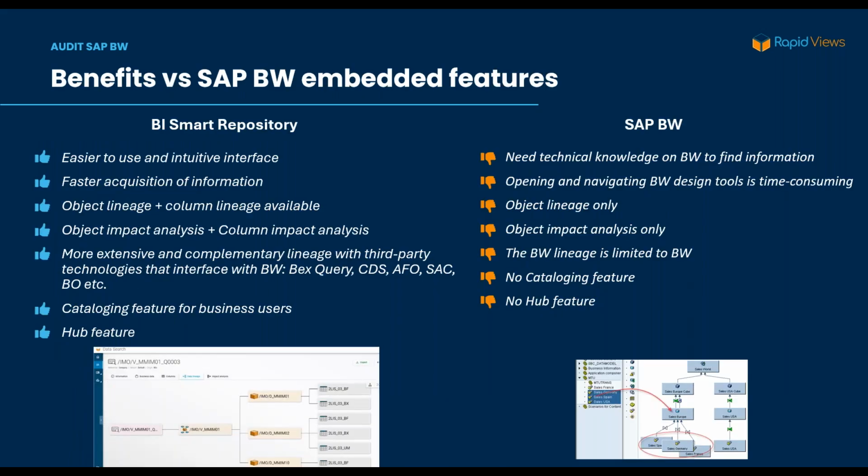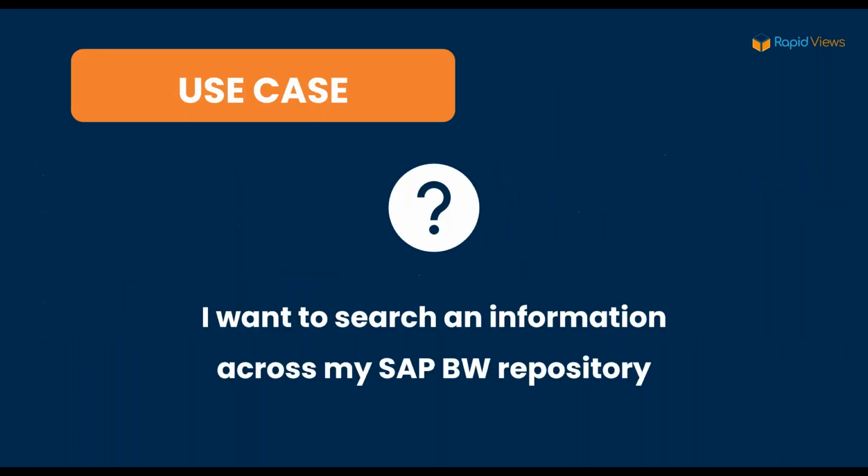Okay, so through our BI Smart Repository platform, we are going to see that it's easier to have all this information centralized in one single place. Of course, if we compare to BW, yes, BW is only BW, and we of course are doing all the data lineage from the report to the BW and even BW, of course, to the underlying tables.